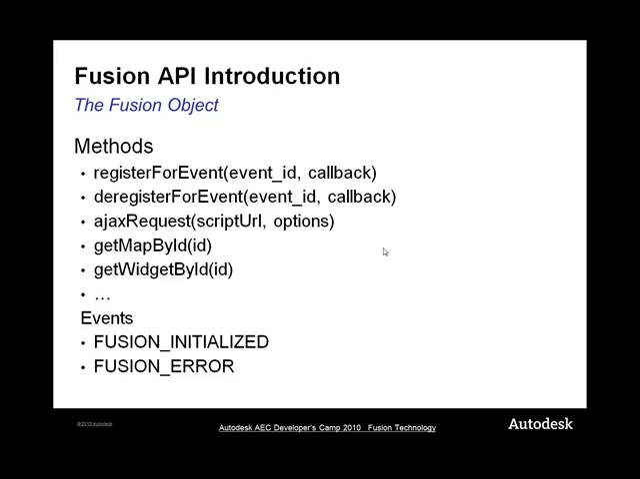Here are some important methods and events of the Fusion object. Register for event is used to register a callback function for events emitted by Fusion itself. Deregister for event is used to remove a callback associated with an event. Ajax request method is a helper function for calling server-side scripts using XML HTTP requests. And get map ID gets the map by specified ID. We met these two events in previous slides, Fusion Initialize and Fusion Error.